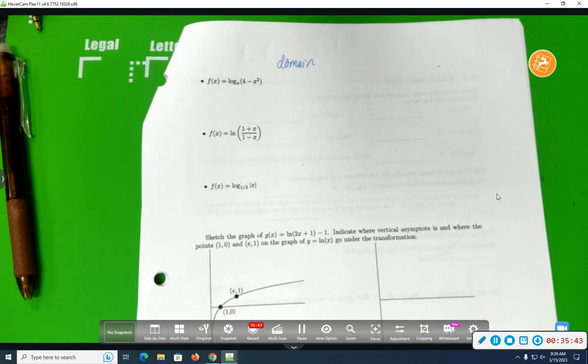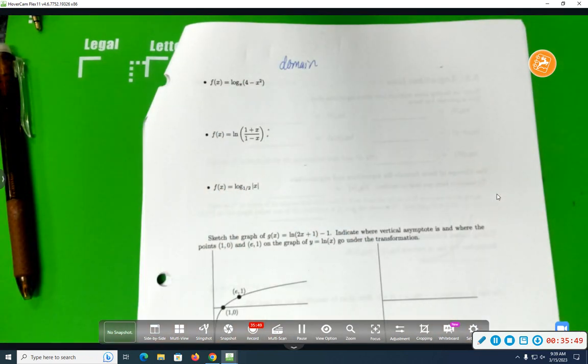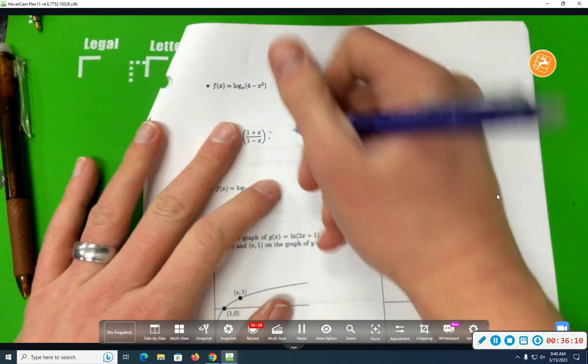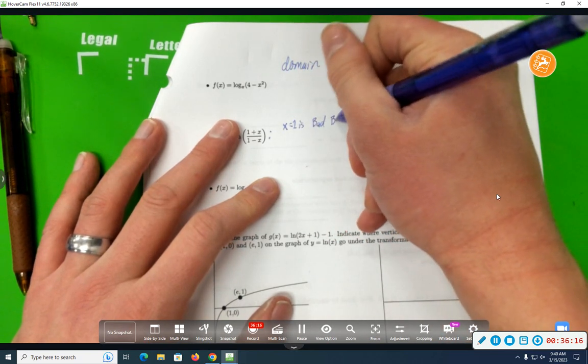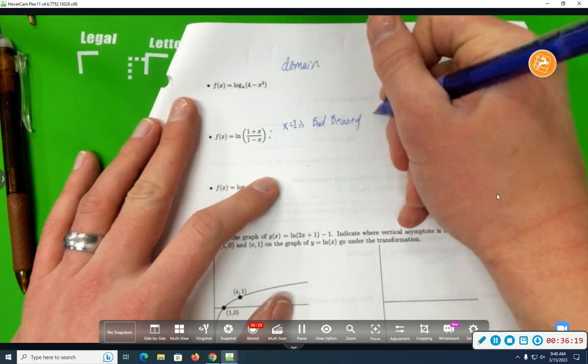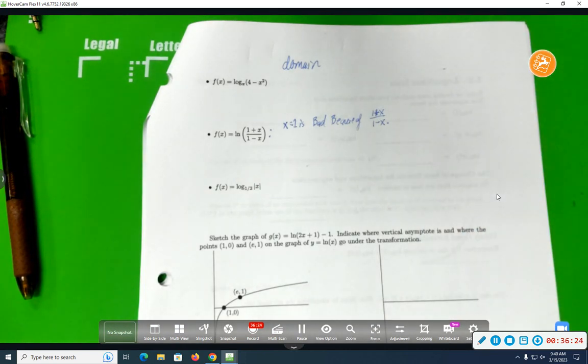So if we just want the domain of this, let's think about what could possibly go wrong. I see a fraction inside of the log. So what could go wrong with just a fraction? If the bottom equals 0, it doesn't make sense. When is that bottom equal to 0? When x equals 1. x equals 1 is bad. That sentence is a little bit vague, but I think it captures the meaning.